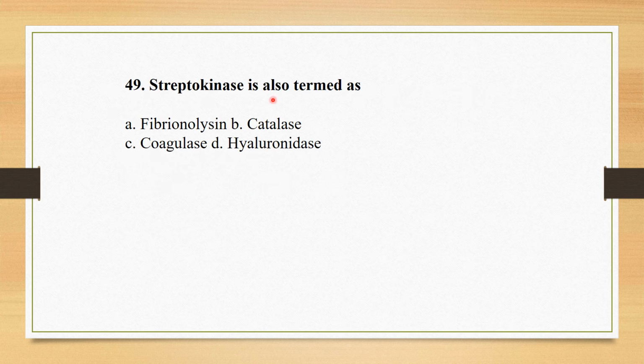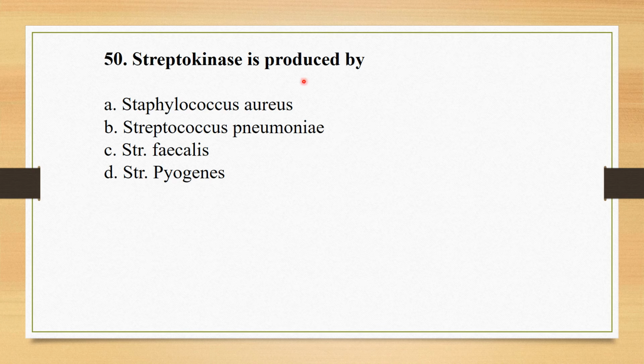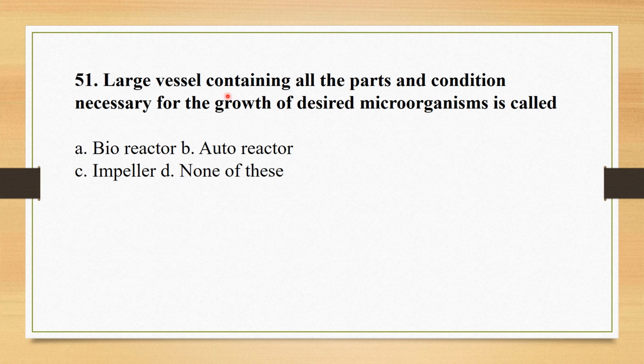Streptokinase is also termed fibrinolysin. Streptokinase is produced by Streptococcus pyogenes. Large vessels containing all the parts and conditions necessary for the growth of the desired microorganism are called bioreactors. They are used in the process of fermentation.